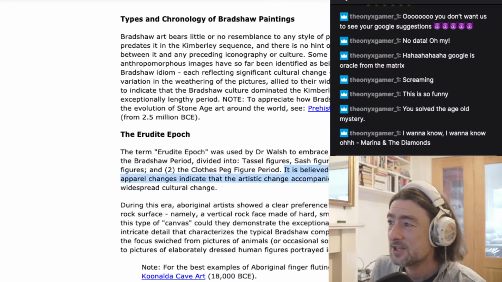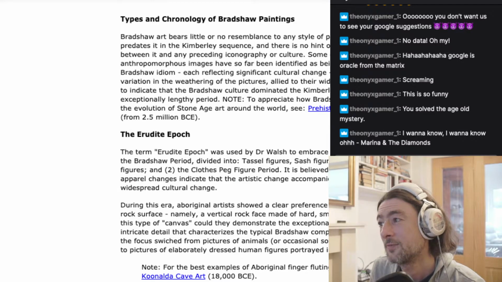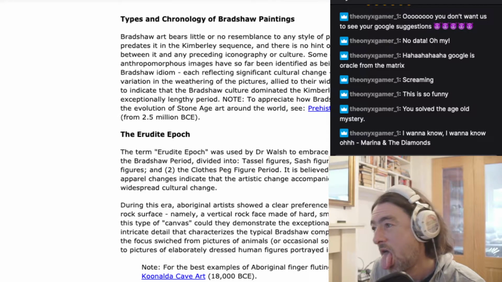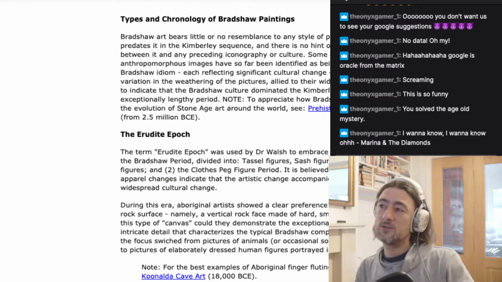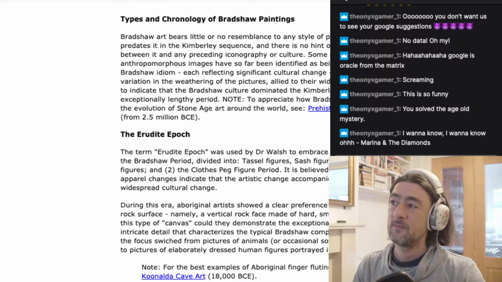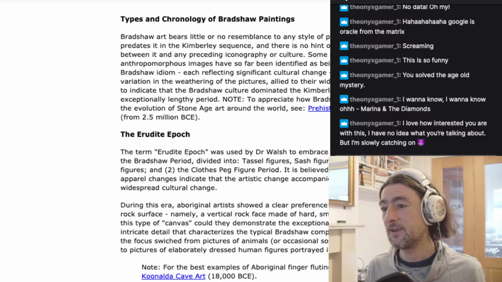It's believed that distinctive apparel changes indicate the artistic change accompanied a significant and widespread cultural change. Right, got you. So what they're saying is that the changes in the art styles is significant.